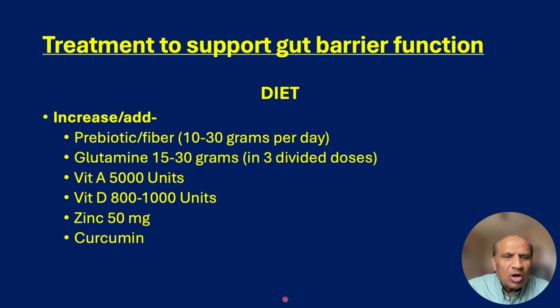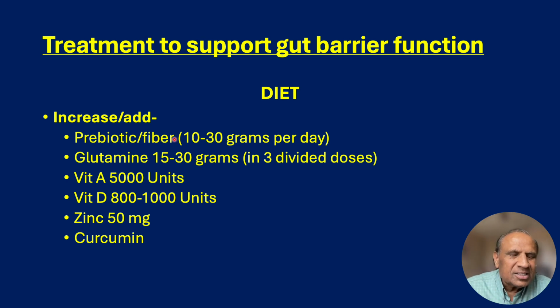So we looked at what to avoid in the diet, but how about increasing certain helpful dietary constituents? So the first thing is to increase or add prebiotics or fiber. Prebiotics are those that provide nutrition to microorganisms in the intestinal tract, and the most important out of all these foods is fiber. Consume 10 to 30 grams of fiber per day, depending on the source of the fiber.